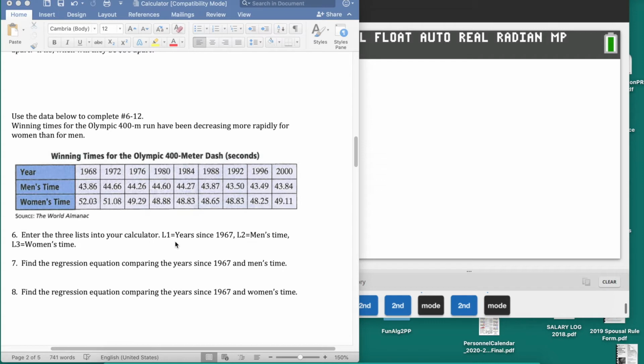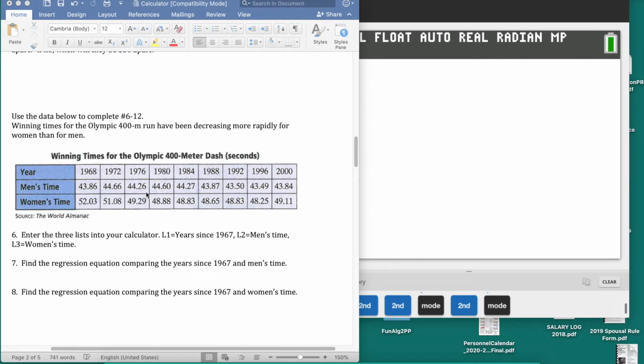L1 is going to be years since 1967. So you're not plugging in 1968, 1972. You're plugging in one, okay? 1968 is 1 year from 1967, okay? 1972 is 5 years since 1967. So make sure you're paying attention when you're plugging those in.